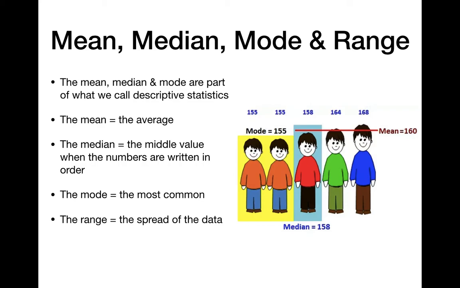And the range is the spread of the data. So we have from 155 centimeters to 168 centimeters in this particular data set. That's the range. So if you're doing statistics, it's not enough to just do one of these early descriptive statistic tests. You have to do all of them because they all tell you different things. So think for a second, what are the different things they can tell you? And maybe think of a situation in which 1 or 2 might be misleading as to the central tendency of the data.